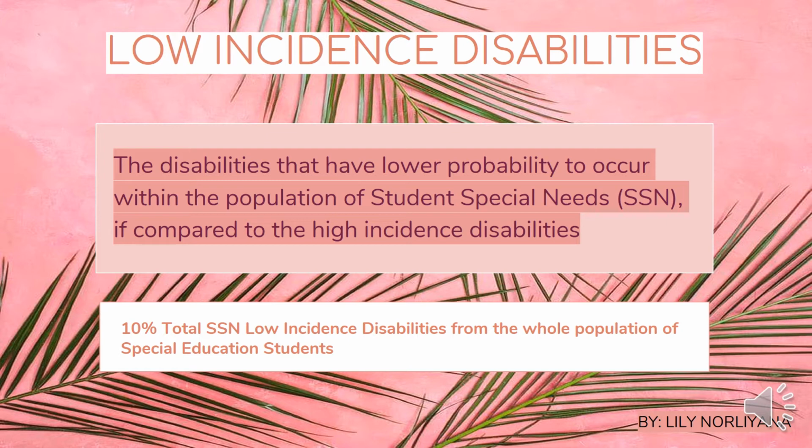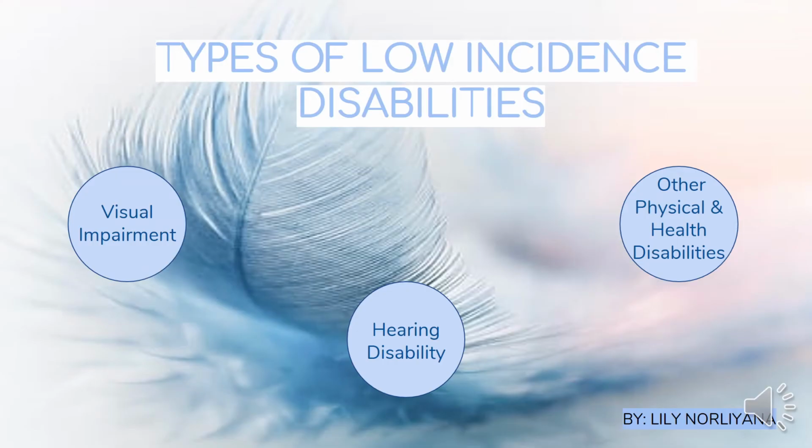It is proved by the total of the student special needs who have low incident disability from the whole population of student special needs, which is 10%. There are three types of low incident disability, which are first, visual impairment, second, hearing disability, and third, other physical and health disabilities.